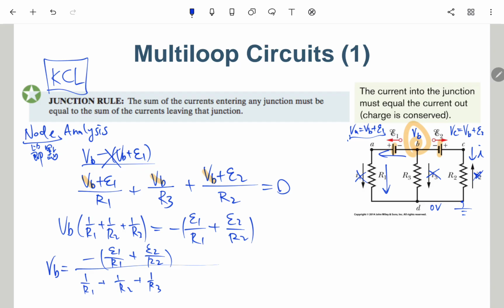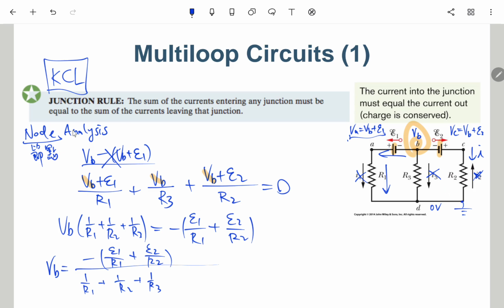Now that you know VB, you can, for example, plug VB into here. For the first term, it will be the current from VB to VA to the ground node. If you plug VB in here, you can calculate the current in the middle. And if you plug VB in here, you can calculate the current from VB to VC to the ground node.